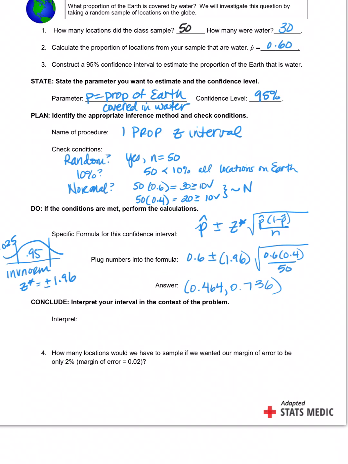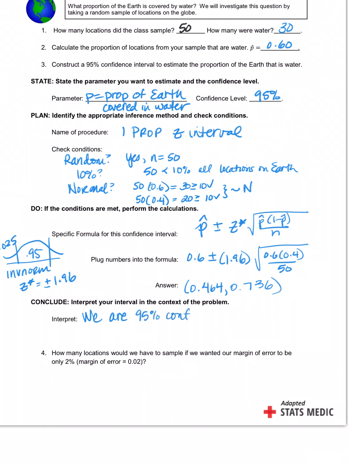Now your last step of the outline is to conclude. This is where you put it back in terms of the parameter. All right, what does our sentence start with when we interpret an interval? Do you remember? We are, yes, we are. We, as the AP Stats class, we are. Okay, but like. As statisticians, we are.